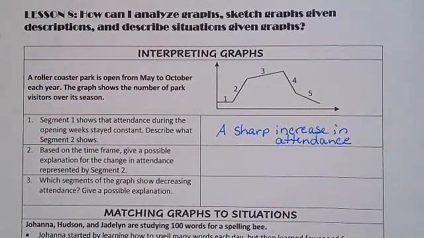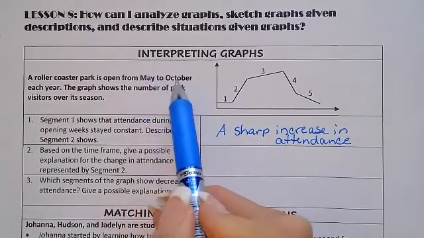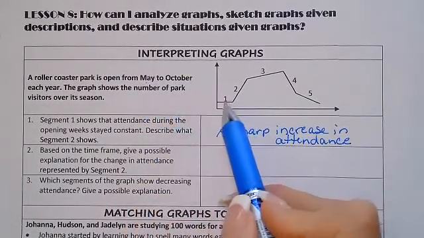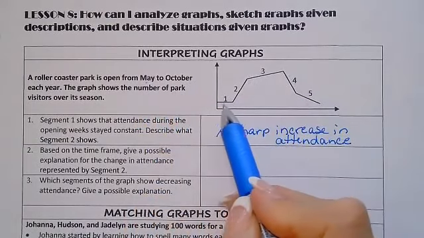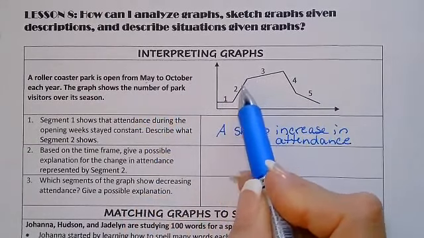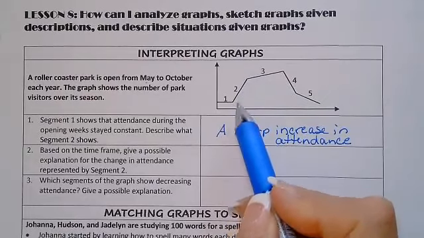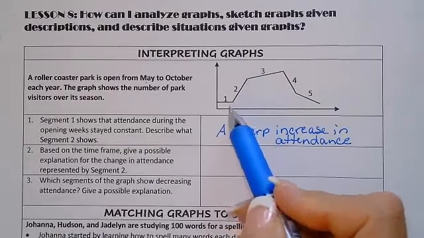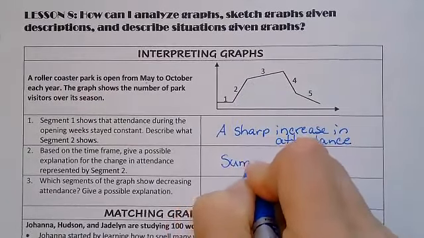Number 2, based on the time frame, give a possible explanation for the change in attendance represented by segment 2. Well, the graph is showing from May to October. So if we look at each segment over time, here would be like May to June and June to July. So possibly that increase is because that's the beginning of the summer months. So we'll write summer begins.